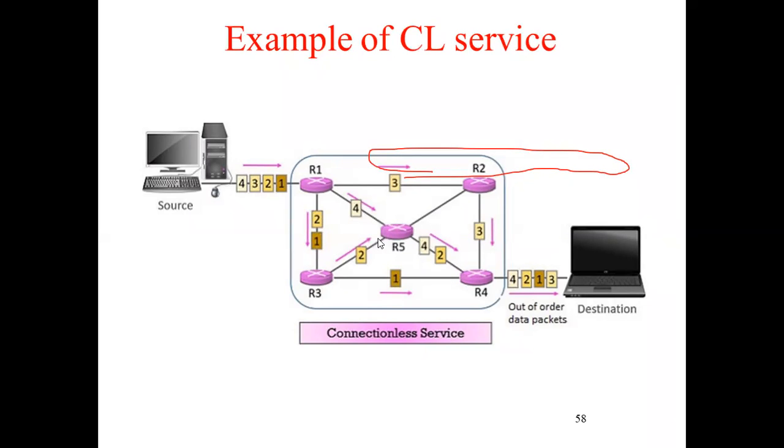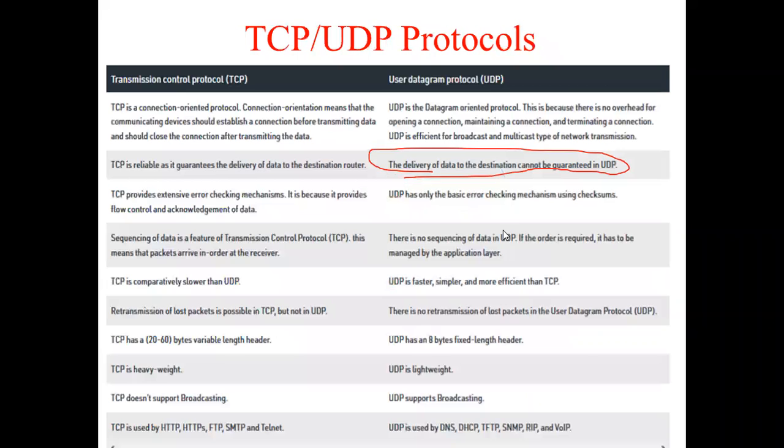And what may happen is that their packets collide, because we are not providing them a dedicated path, right? So this is a kind of unreliable. That's why it is said over here that a guarantee is not there, right? So it provides an extensive error correction mechanism, because it provides flow control and acknowledgement of data, right?